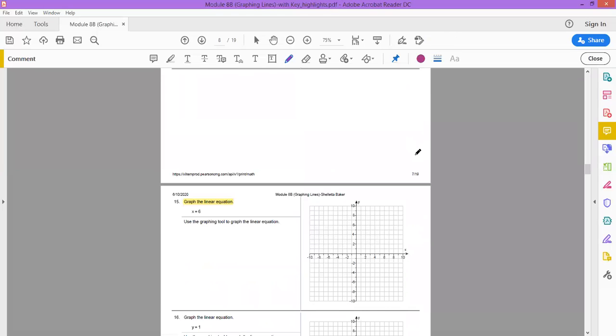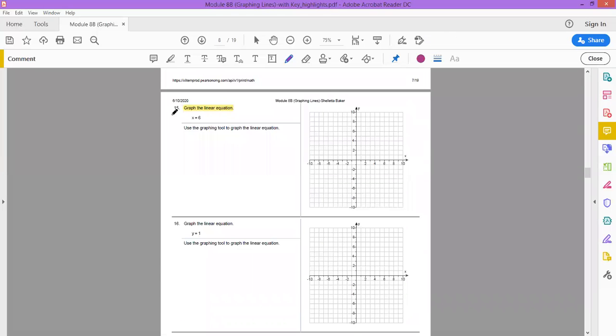To the next highlighted problem, which is number 15. We're graphing this linear equation. We have x equals 6. So all that means is we're going to cut through 6 at the x-axis. So we're going to go to the x-axis right here. That point would be x equals 6.